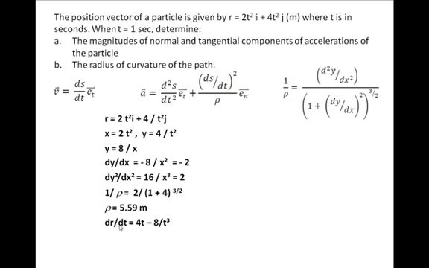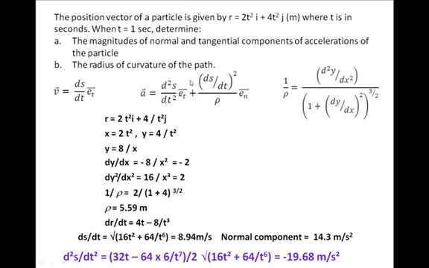Then dr by dt is known to you if you differentiate r. The magnitude of dr by dt is ds by dt. So we find that, and then once we find ds by dt, the normal component, that is ds by dt whole square upon rho, will work out to this. For d square s by dt square, all you have to do is differentiate this and put t equal to 1, and you will get the tangential component of acceleration. The negative sign only means there is deceleration along the path.